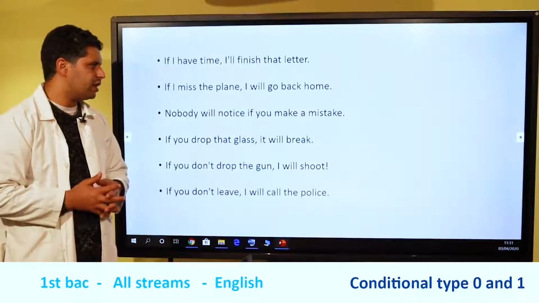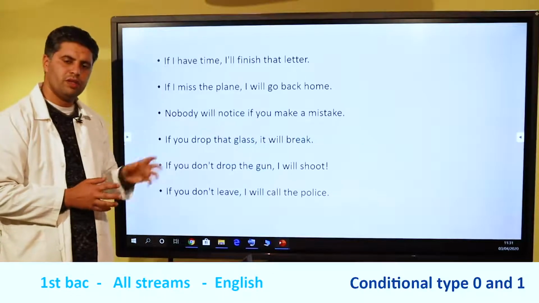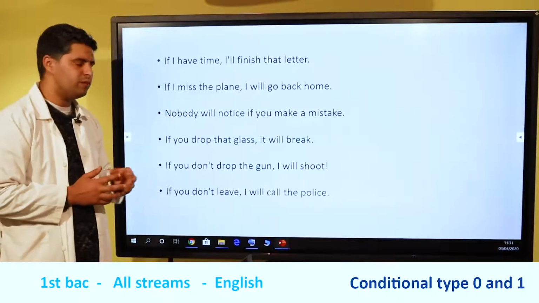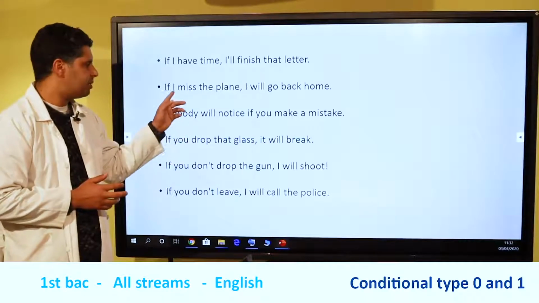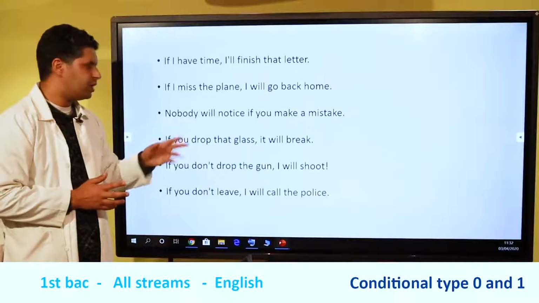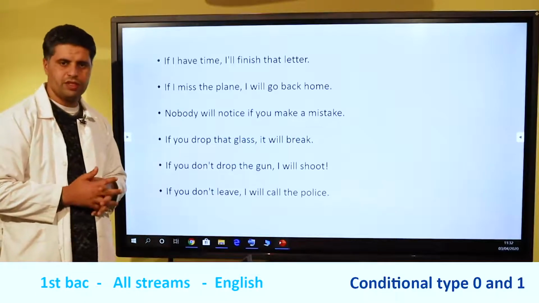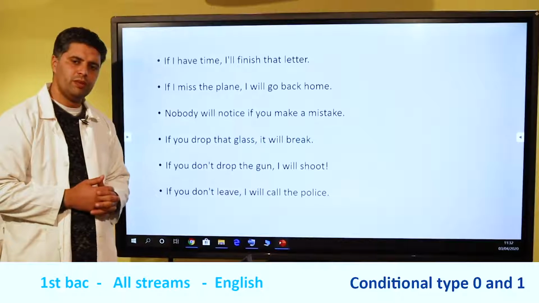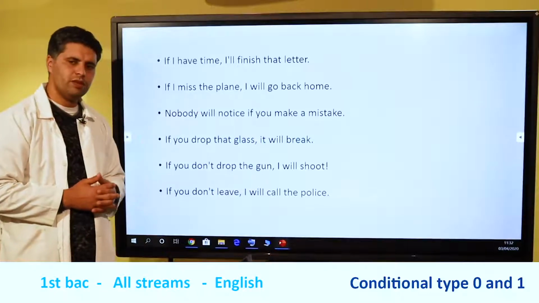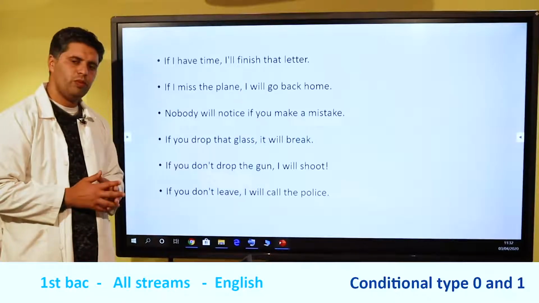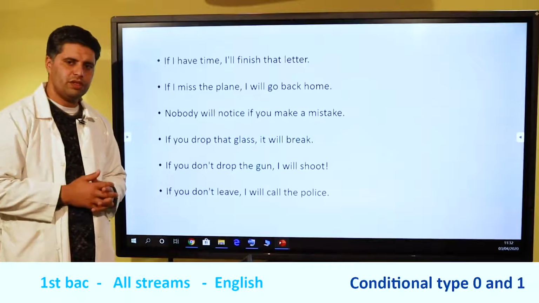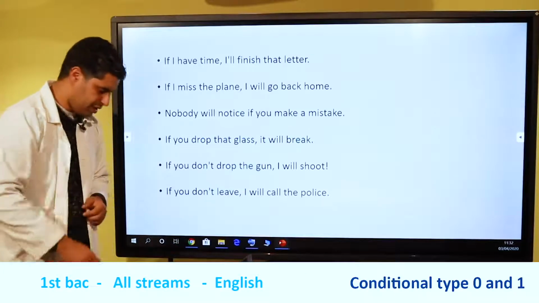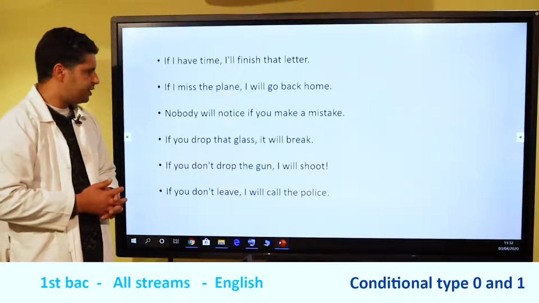If I miss the plane, I will go back home. So here we have a cause and we have an effect, as you can see here. The cause starts with the conjunction if plus the present simple. Here we have the verb to miss, used in the present simple. But here we have the verb to go, used with the future simple, because we are talking about something in the future, something that can happen or cannot happen. Okay, let's take another example.